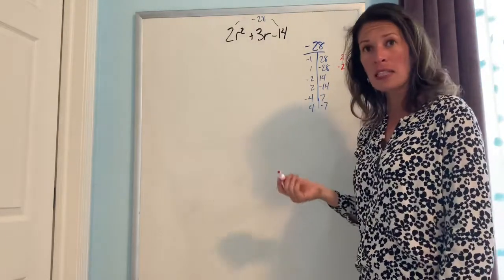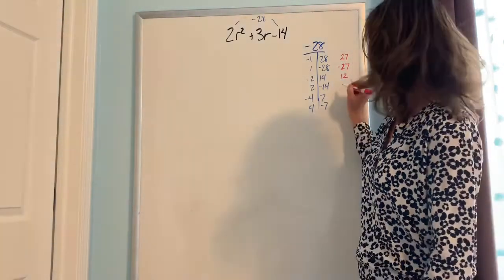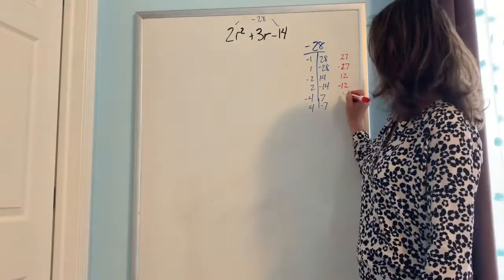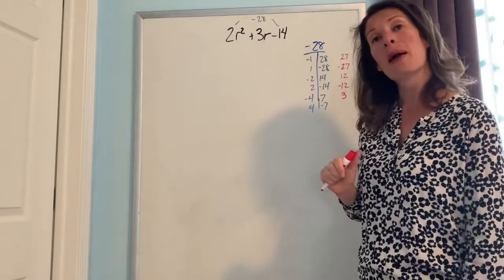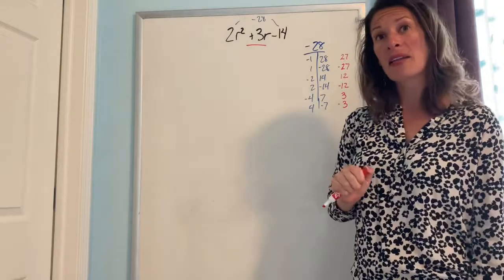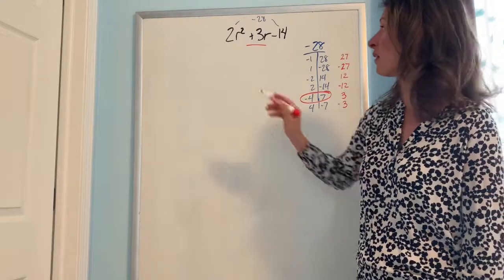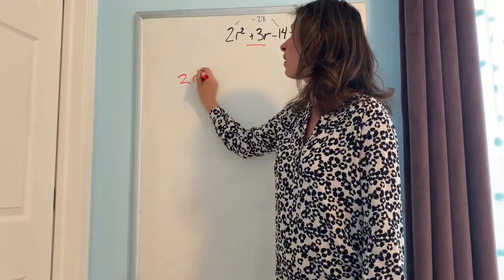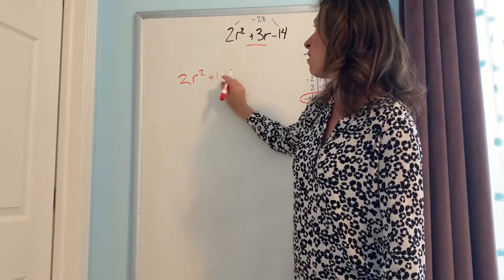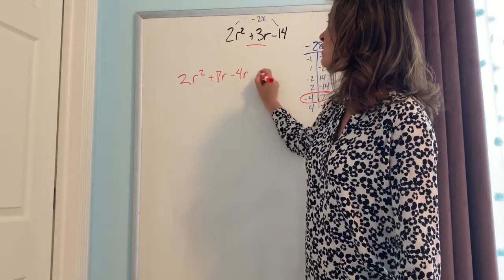Negative 2 plus 14 is 12. 2 minus 14 is negative 12. Negative 4 plus 7 is 3. And 4 minus 7 is negative 3. Now I'm looking for the numbers that add to a positive 3, which is going to be negative 4 plus 7. So I'm going to rewrite this as 2r squared plus 7r minus 4r minus 14.